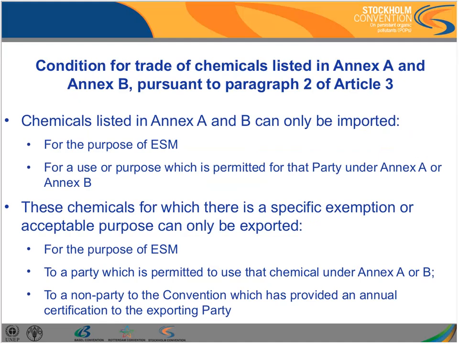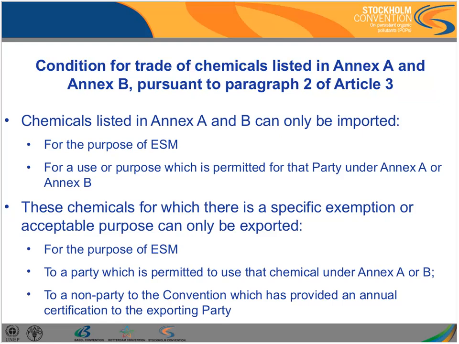Now I have gone through all the provisions in Annex A and Annex B, and I would like to add a few more pieces of information about the trade of chemicals provided in Article 3. According to paragraph 2 of Article 3, chemicals listed in Annex A and Annex B can only be imported for the purpose of environmentally sound disposal, or for a use or purpose which is permitted for that party under Annex A or Annex B, as I was just explaining about the conditions of exemptions.